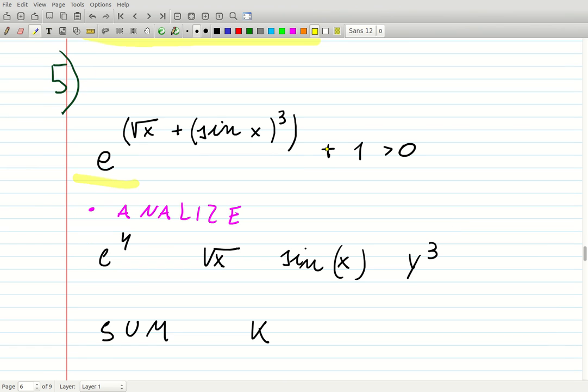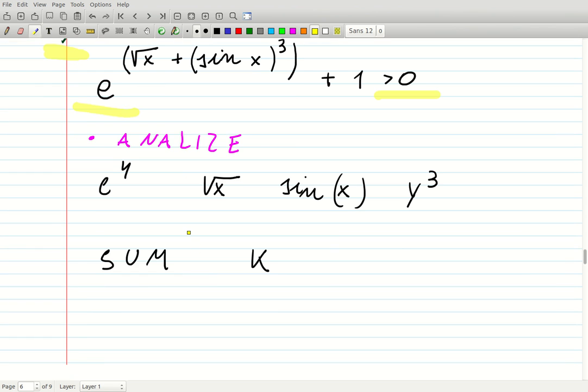This one, the fifth of the exercises we will look into in these two videos, is a little scary. As you see, we have e to a very big exponent, square root of x plus sine of x to the 3. To this exponential we add 1, and we want to know when this function will be greater than 0. First step, of course, we do not need to simplify anything. It's already simplified. Let's analyze this function.